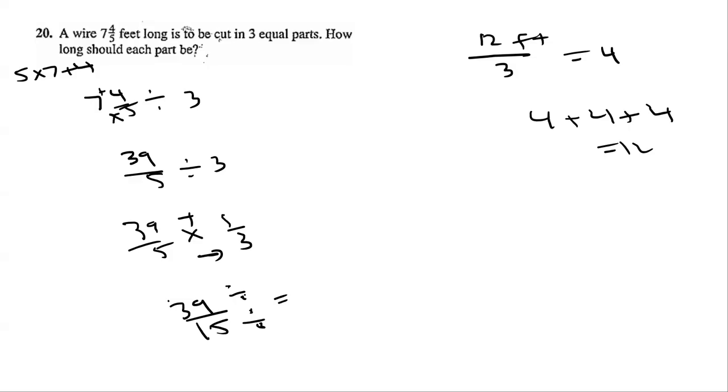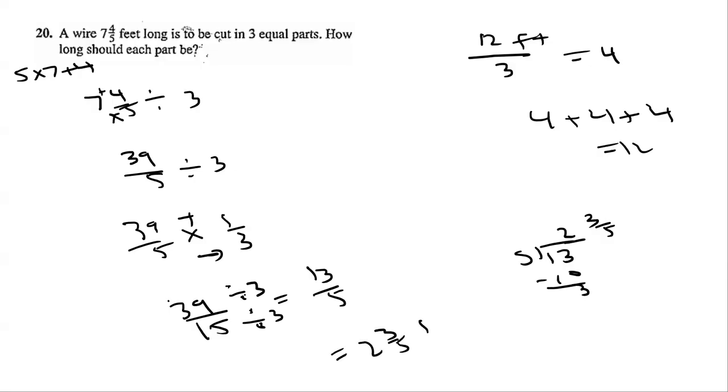So 39 divided by 3 is going to give me 13, and then 15 divided by 3 is going to give us 5. Okay, so we have 13 over 5, or again, I can divide this. I know 2 times 5 is 10, minus 3. So that will give us 2 and 3/5. So this would be 2 and 3/5 feet.